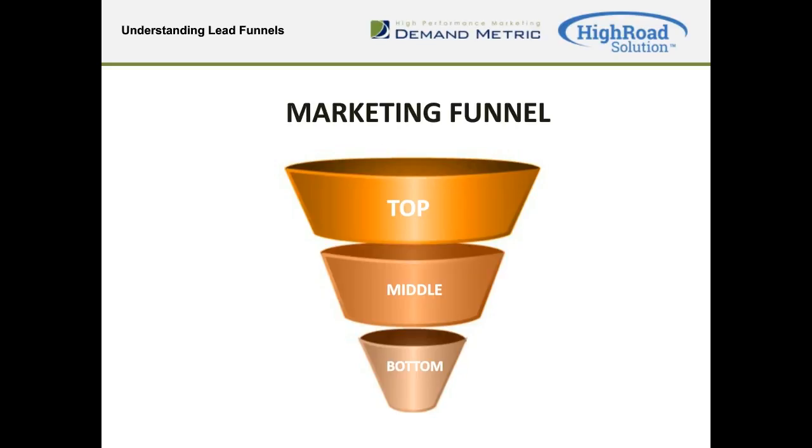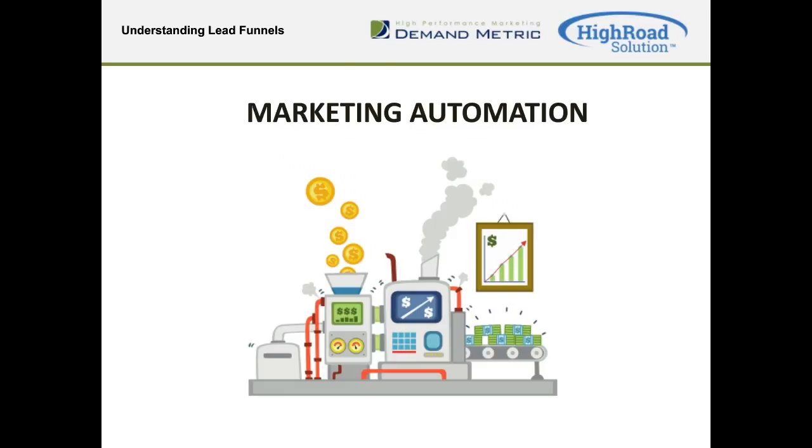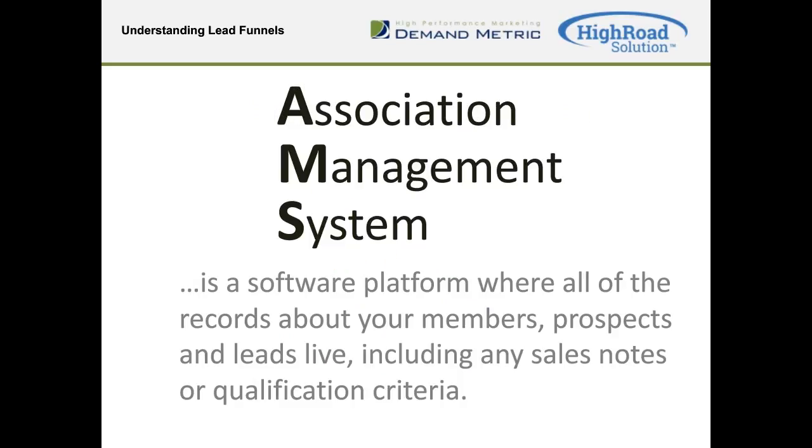So let's do a quick recap of what we learned in our previous webinar on marketing automation to bring everyone up to speed. In our previous webinar, we covered what marketing automation is and how it helps associations optimize and automate their marketing process. That said, we started our journey with discussing using an AMS. Now, to keep it really simple, AMS, also known as a CRM, is a software platform where all of the records about your members, prospects, and leads live, including any sales notes or qualification criteria.